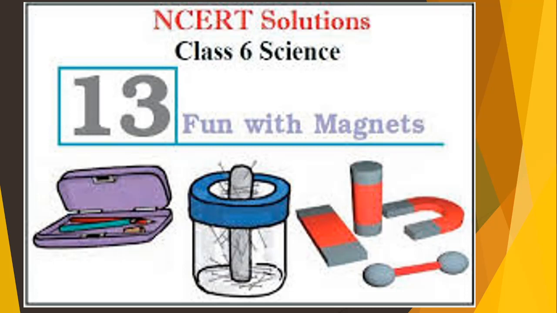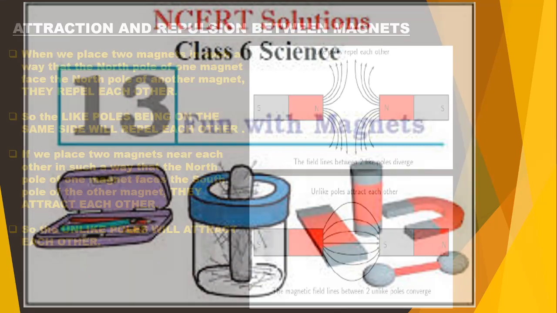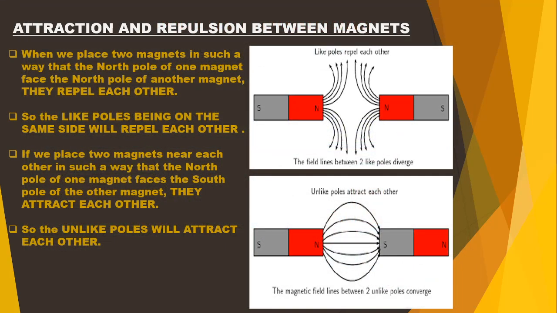If you remember, we were discussing the properties of the magnet, or the fun with the magnet. Today we will continue with the same chapter with the explanation of the next section, that is the attraction and repulsion property between the magnets.